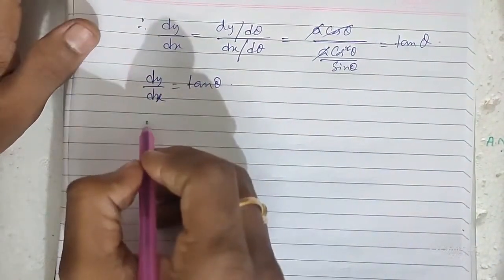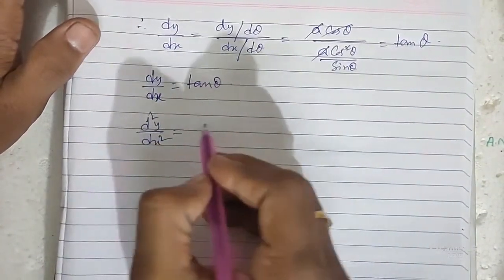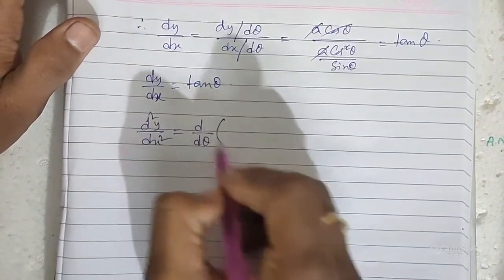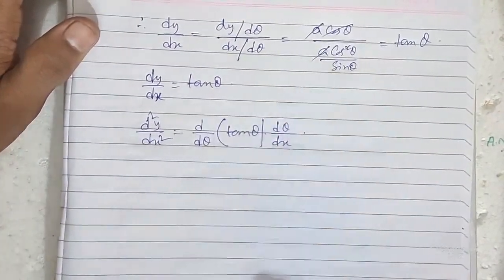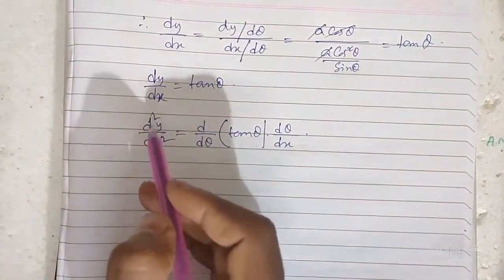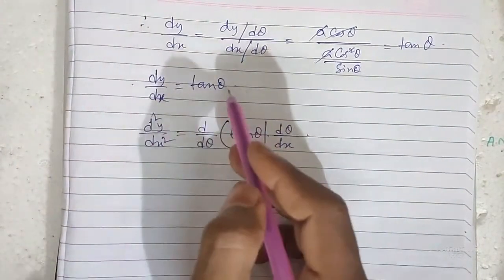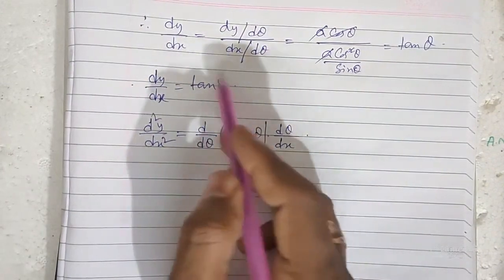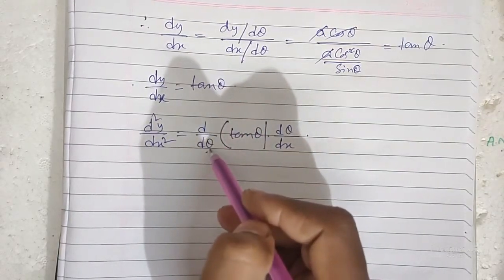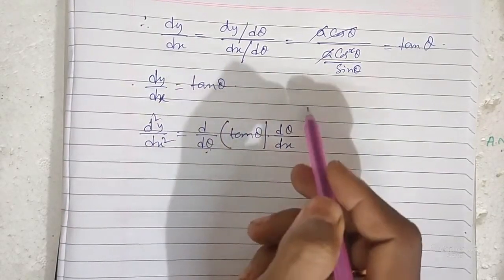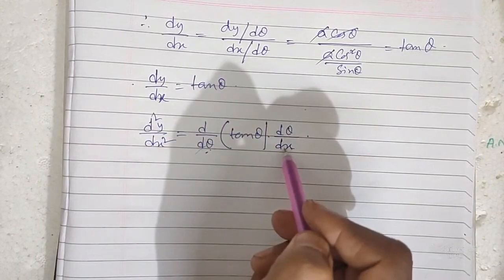But what we have to find? We have to find d2y by dx2. This we can write like this: d by d theta of tan theta into d theta by dx. What I have done is, on both sides I have to do d by dx. d by dx of dy by dx equals d by dx of tan theta. But this tan theta we cannot differentiate with respect to x. We can differentiate it with respect to theta. Now if I am writing theta here, I have to multiply d theta by dx, so that d theta cancels and dx will remain.